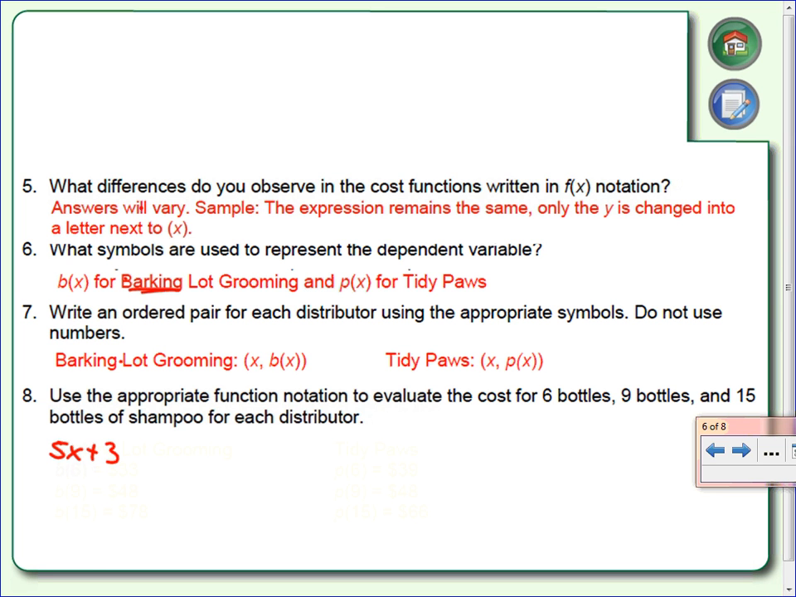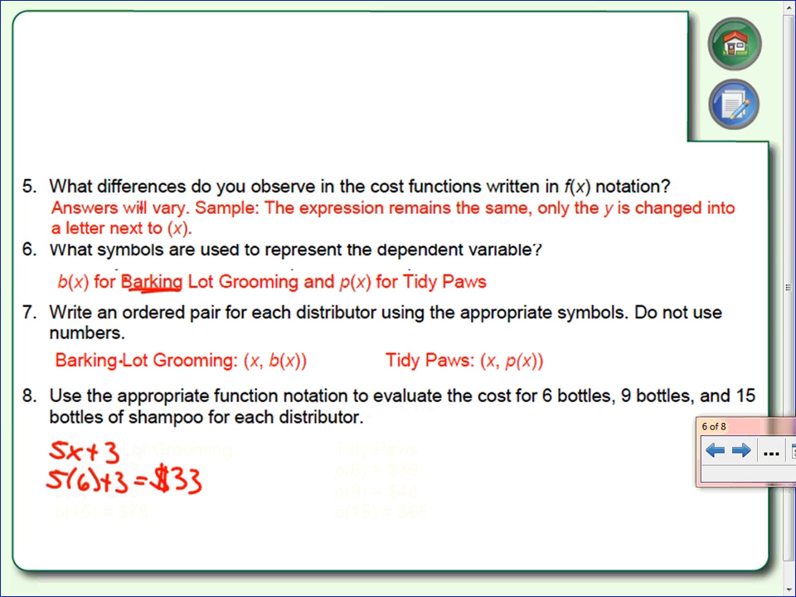First thing I want to know is how much would they charge me for 6 bottles? So let's find out. Let's replace x with a 6, and let's see what we get. Put that in your calculator. What is 5 parentheses 6 parentheses plus 3? What is that? 33. So in other words, if I were to buy 6 bottles from them, they're going to charge me $33.